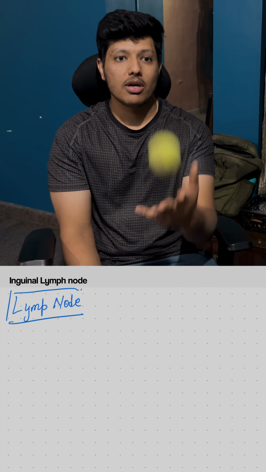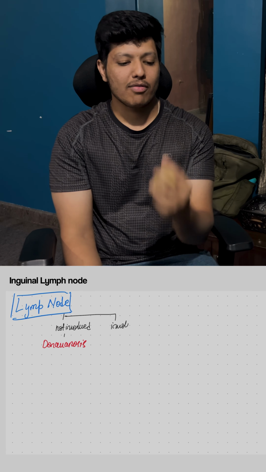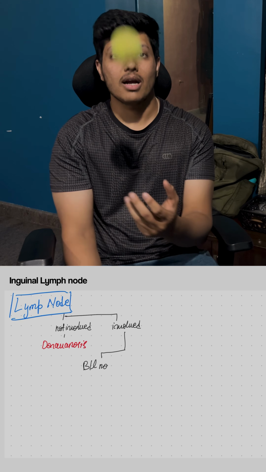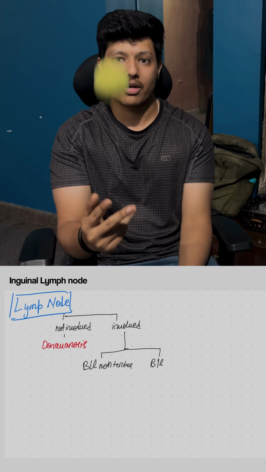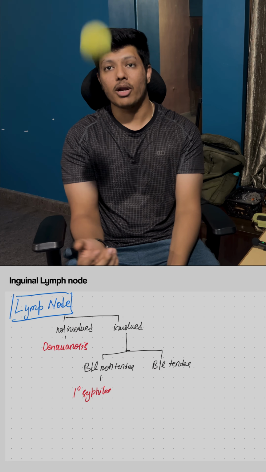Next, lymph node involvement, that is the inguinal lymph node. If the inguinal lymph node is not involved, then it is donovanosis. If it is involved, then we have to further classify it down into bilaterally involved non-tender lymph nodes or tender lymph nodes. If the involved lymph nodes are non-tender, then the cause is primary syphilis.